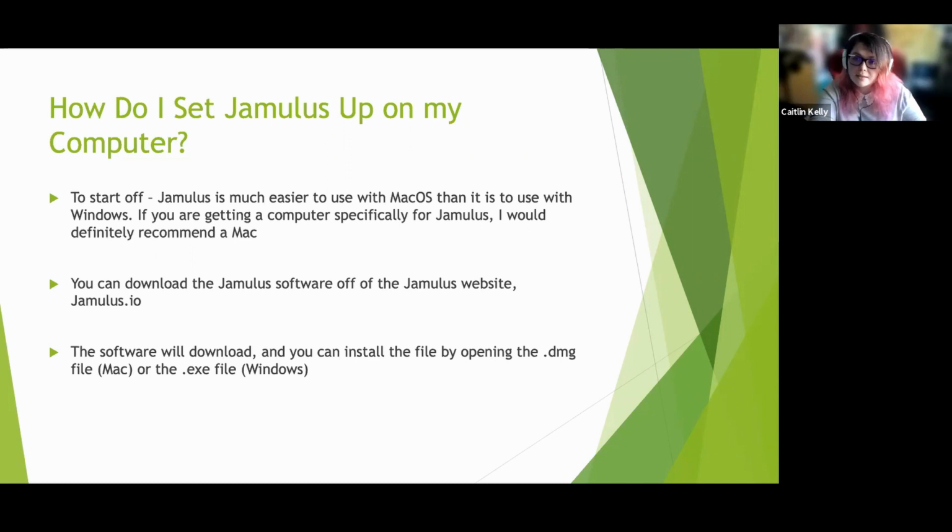So you can get the software from the Jamulus website, jamulus.io. Previous iterations, they'd redirect you to SourceForge, but for the most recent update, you can just get it straight off the website now. And then the software will download and you can install a file by opening the DMG, which is a disk image, that's the Mac execution file, or the exe file on Windows.